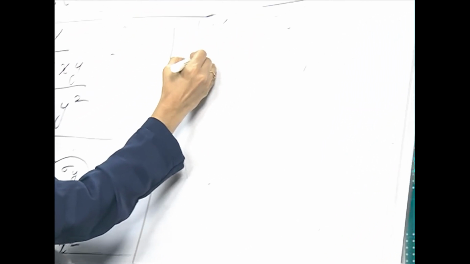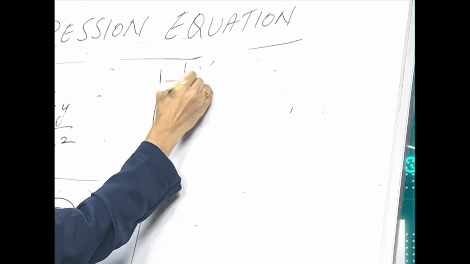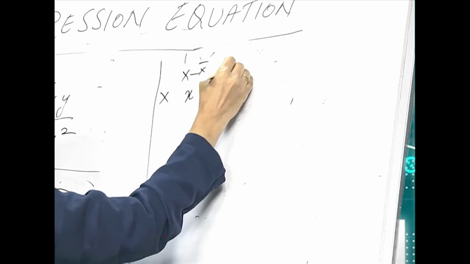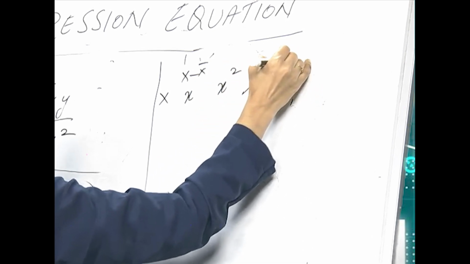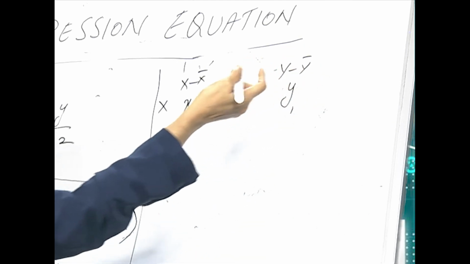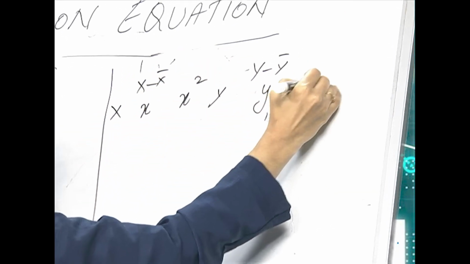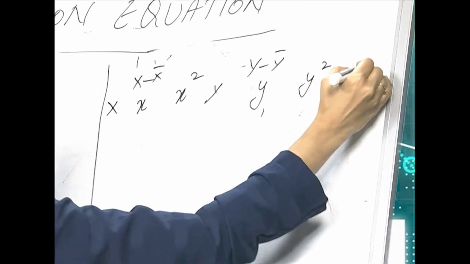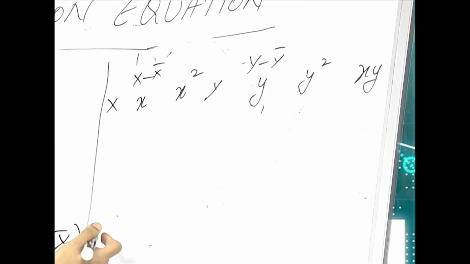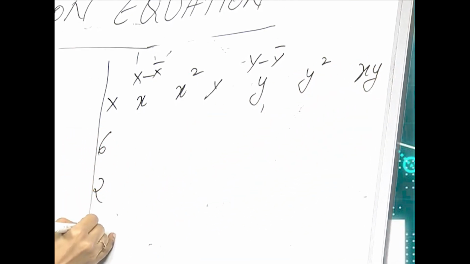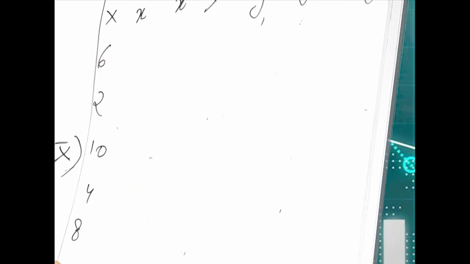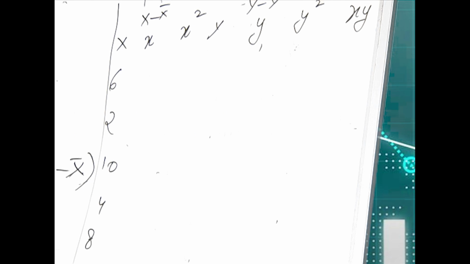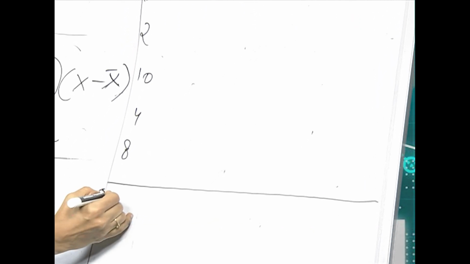So, here you see x, and then I write small x because this is x minus x bar. Then I take x square, then I take y, then I write small y which is y minus y bar, and then I take y square and finally x and y. So, the values of x are 6, 2, 10, 4, 8. For these values of x, let us see first the summation. So, sigma x is 30.